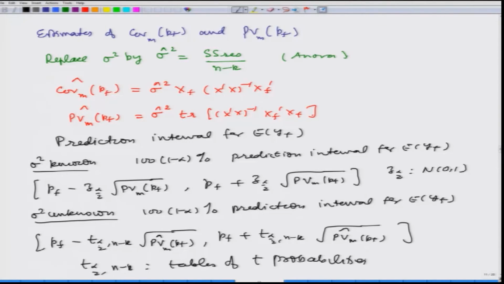So, this is all about the average value prediction in case of outside sample prediction, and now we consider the actual value prediction in the case of outside sample prediction. Here, we are essentially interested in forecasting the value Yf, and for that we are using the predictor Pf that is equal to Xf beta hat.